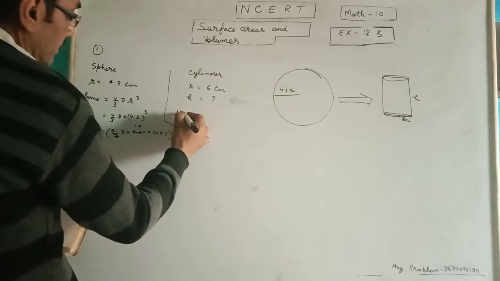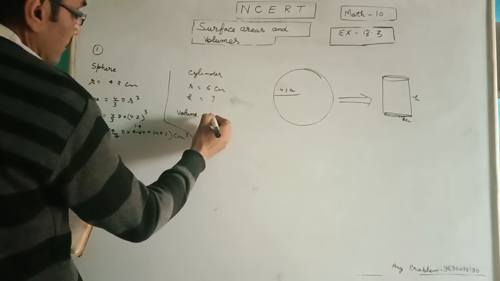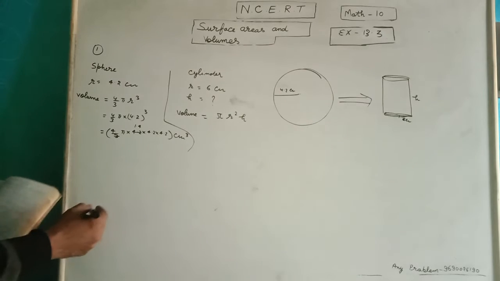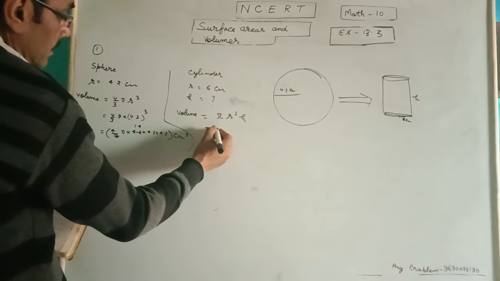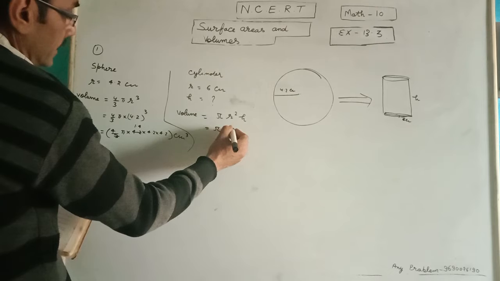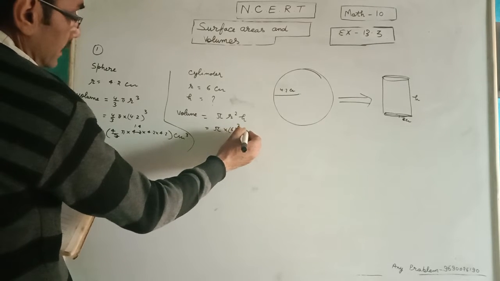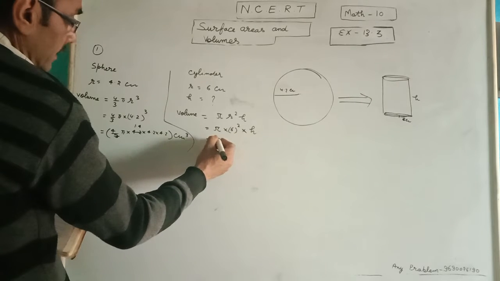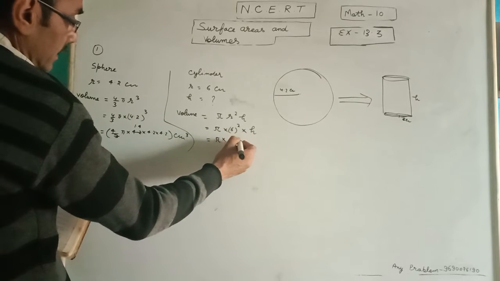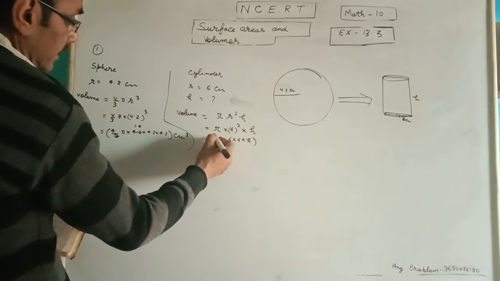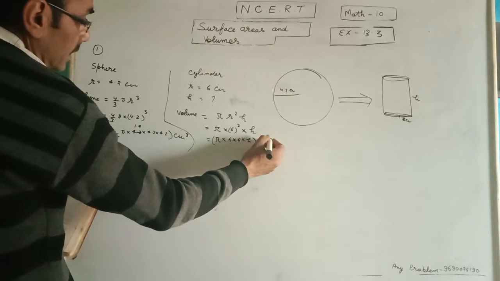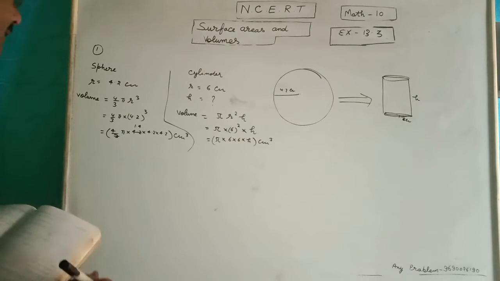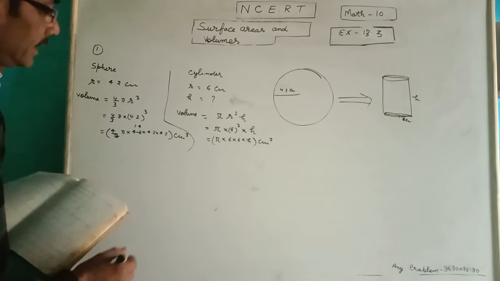Volume of cylinder, pi r square h is the formula. Pi, r value is 6, square, h value to find. Pi into 6 into 6 into h cm cube is the volume of the recast cylinder.